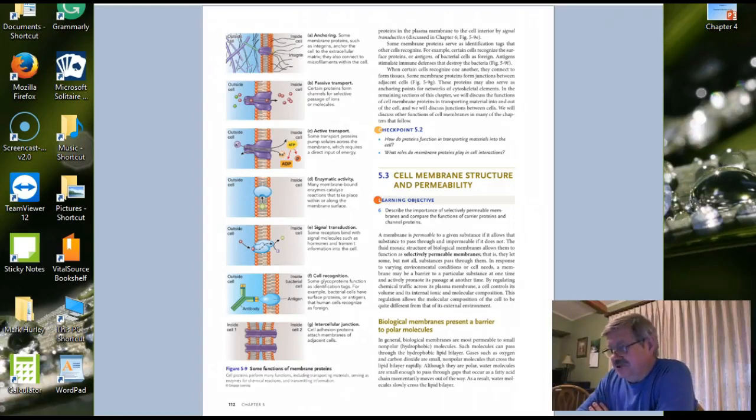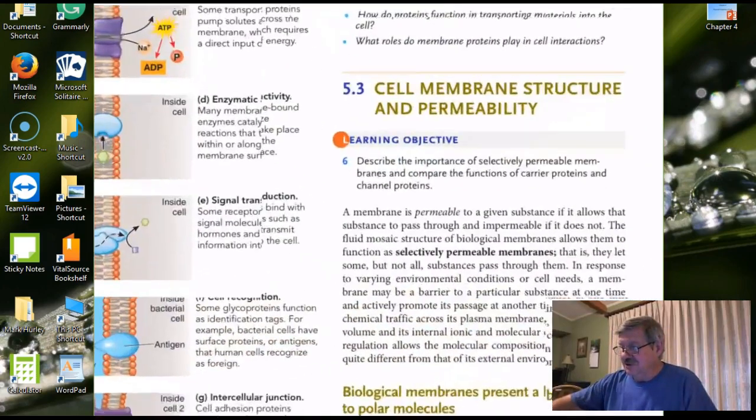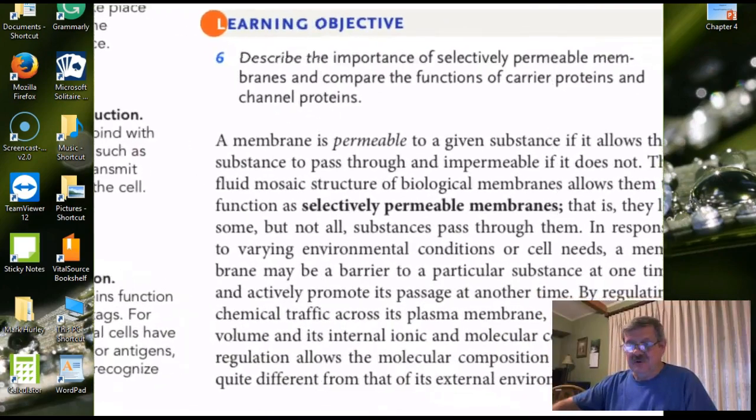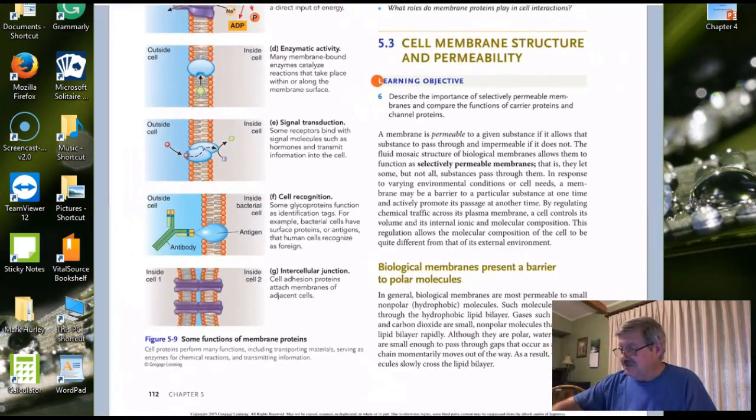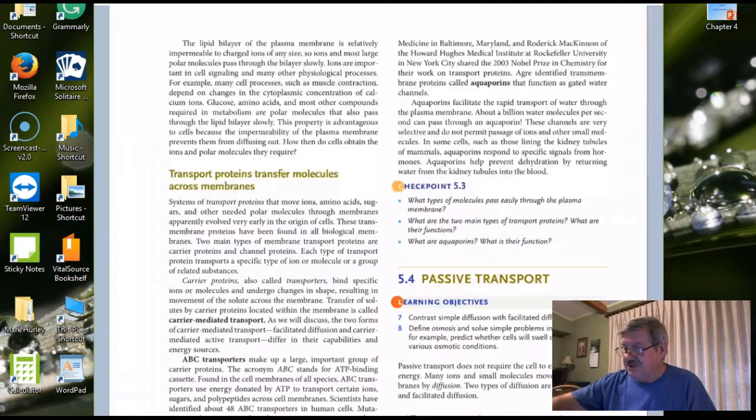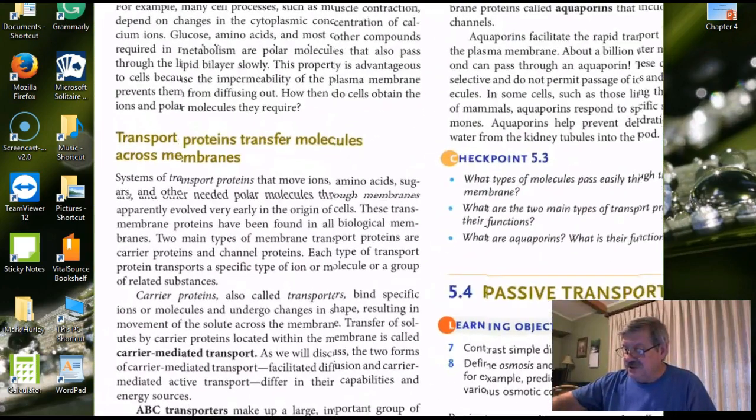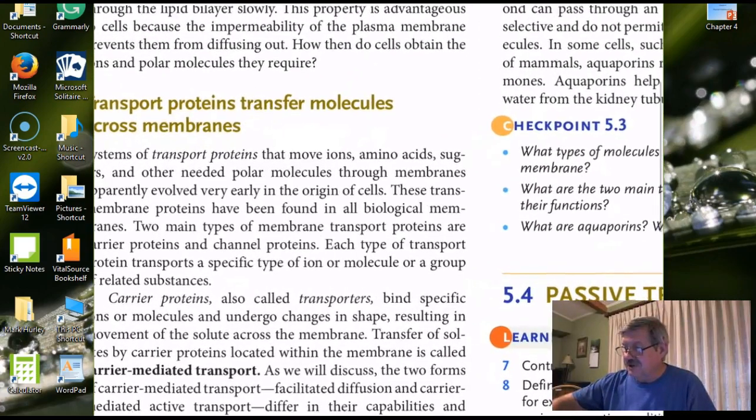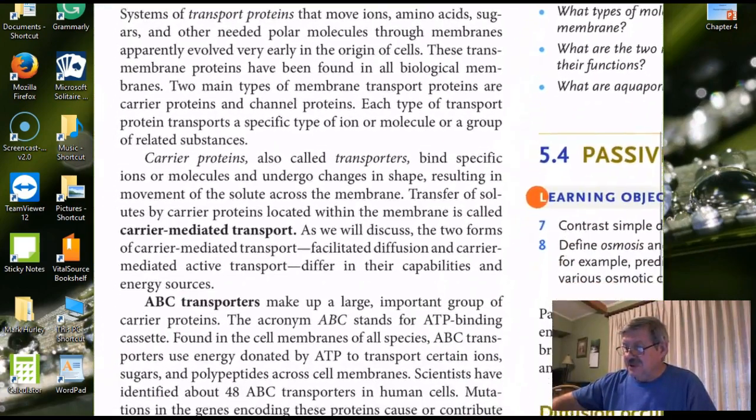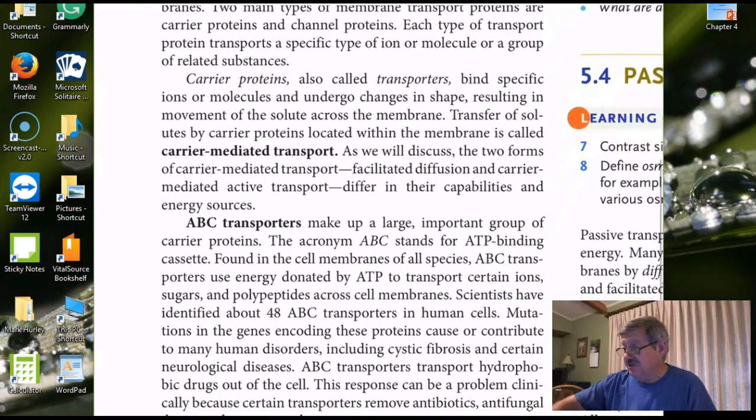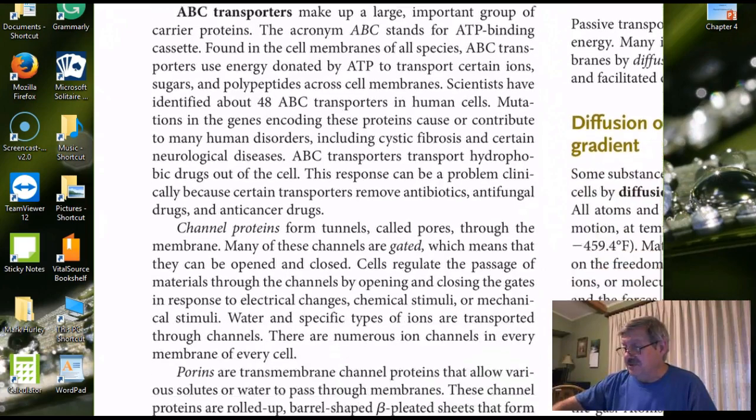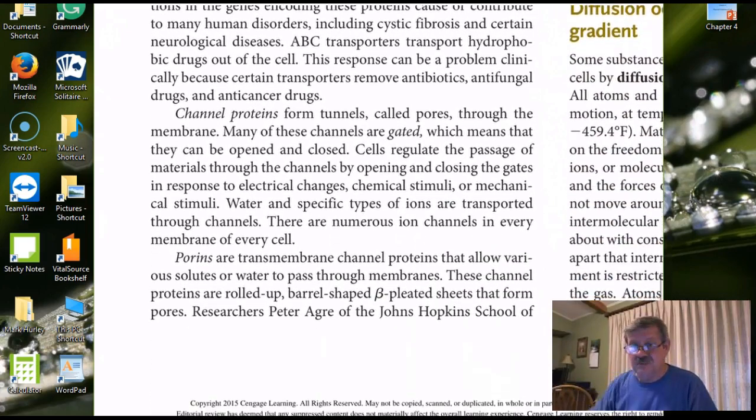Okay, so this is section 5.3, cell membrane structure and permeability. In this section, we're going to look at terms such as selectively permeable membranes, the idea of what types of materials will go through the membranes, the idea of transport proteins, carrier proteins, and then channel proteins as well as gated channel proteins, and then such things as the aquaporins.